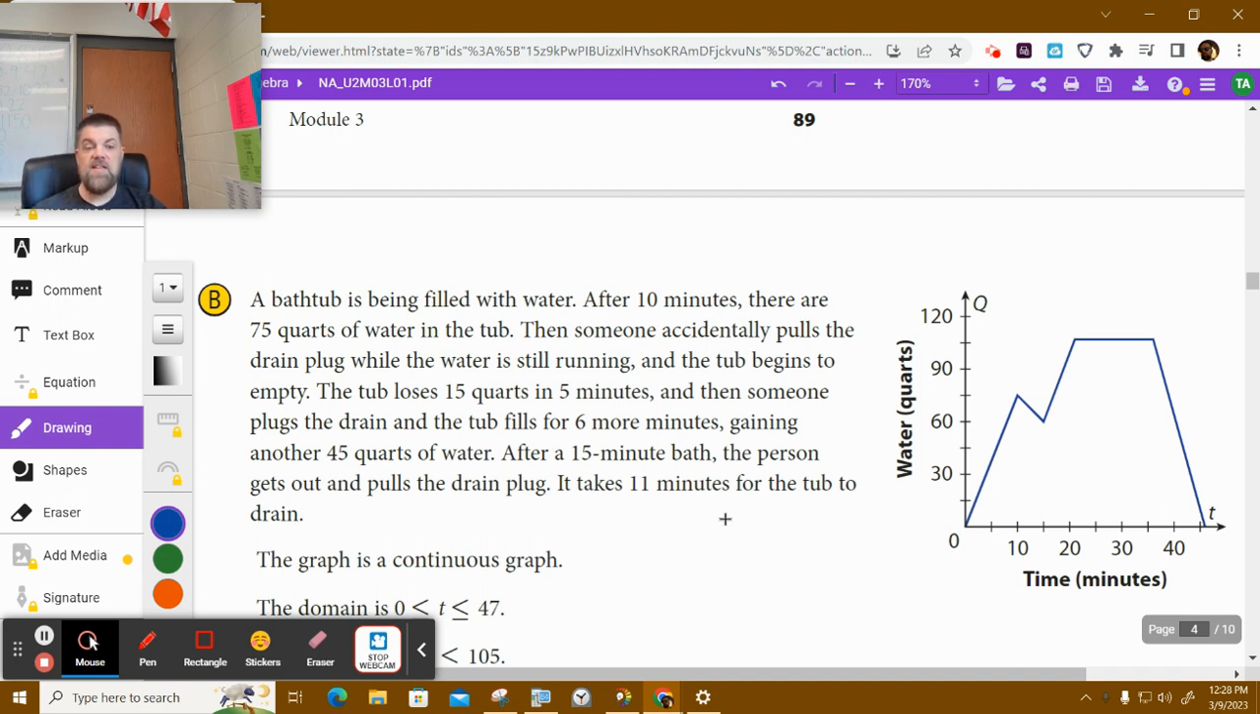Then someone accidentally pulls the drain plug while the water is still running. The tub begins to empty. It loses 15 quarts in 5 minutes. And then someone plugs the drain and the tub fills up for 6 more minutes, gaining another 45 quarts of water. After a 15-minute bath, the person gets out and pulls the drain. It takes 11 minutes for the tub to drain.